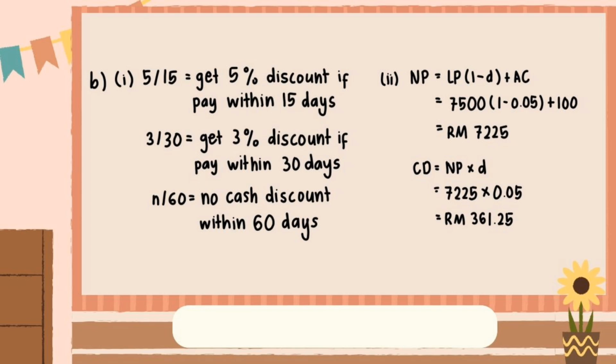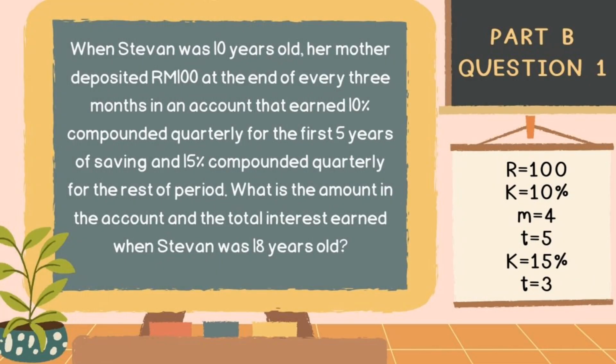So after we find the net price, that is 7,225, we need to find the cash discount. So we need to use the formula CD, cash discount, equal to NP, net price, times D, discount. So it will be 7,225, that is the net price, times 0.05 following the equation within 15 days, and the answer is 361 ringgit 25 cents.